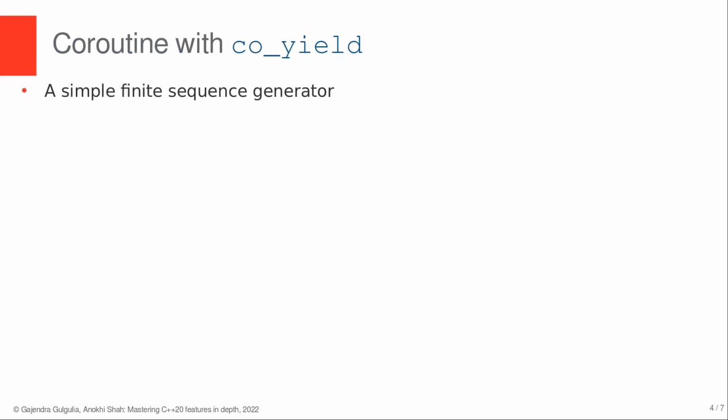In this lecture, I will show how to create a simple finite sequence generator with the co_yield keyword that suspends the coroutine after the value has been processed. Let's call this coroutine generator, which takes in start, end, and step values as arguments, and as usual, returns the return object.